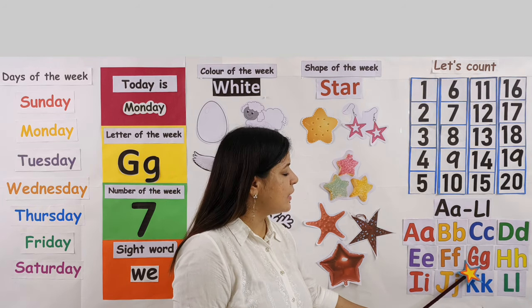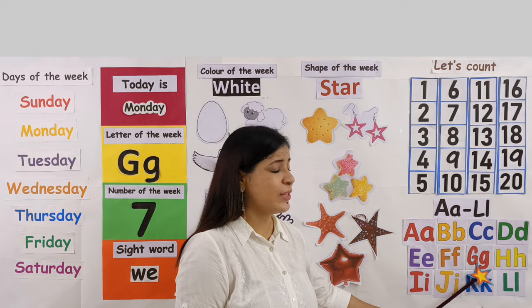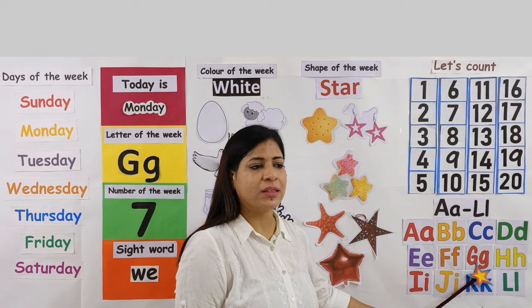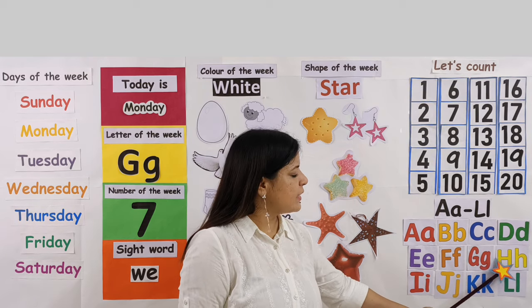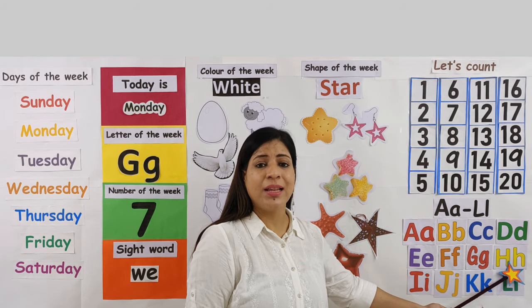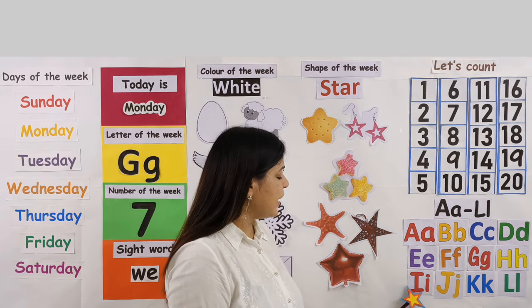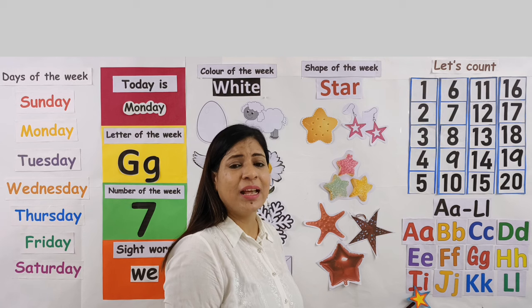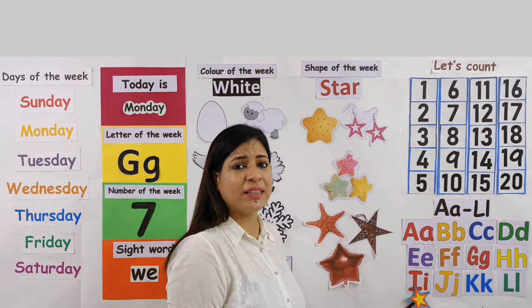This is uppercase letter G. This is lowercase letter G. Letter G makes the sound G. This is uppercase letter H. This is lowercase letter H. Letter H makes the sound H. This is uppercase letter I. This is lowercase letter I. Letter I makes the sound E.